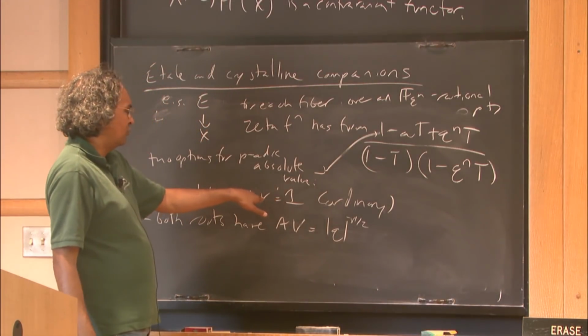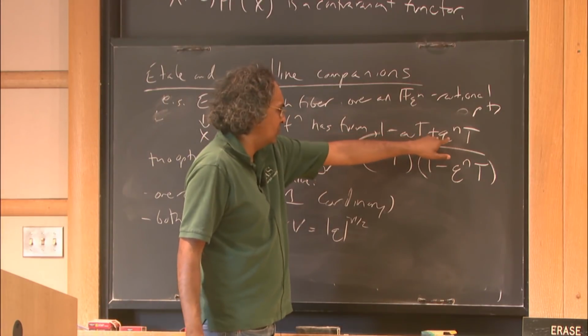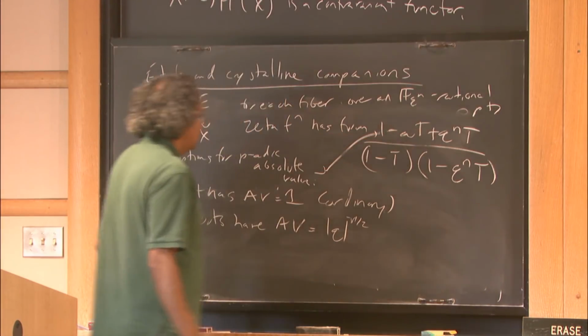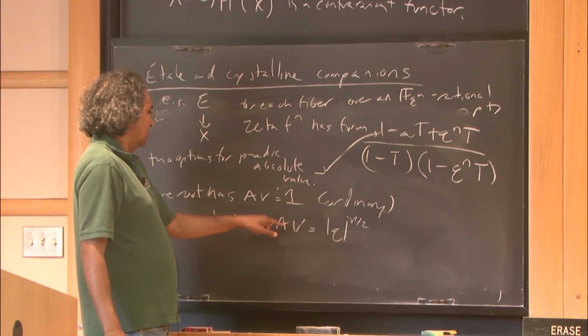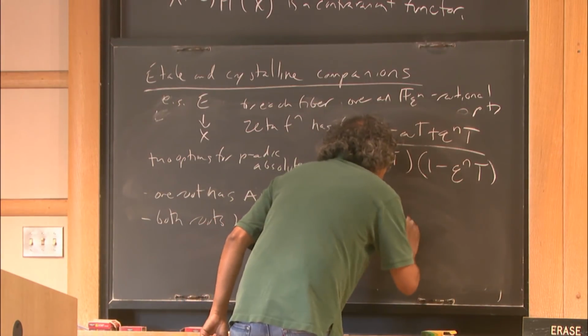Right, here one root has absolute value 1, the other one is going to have absolute value, the absolute value of q to the power n, minus n, sorry. And this is what's called the supersingular case.